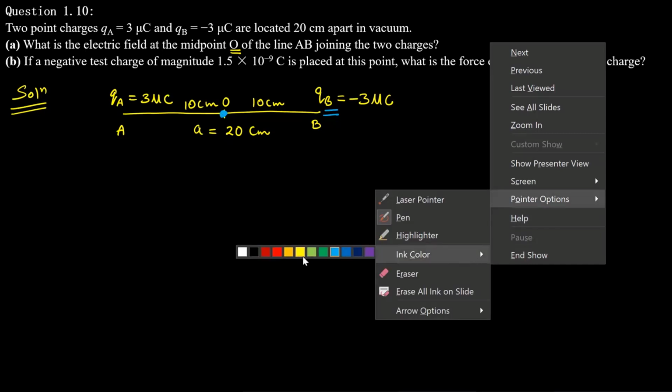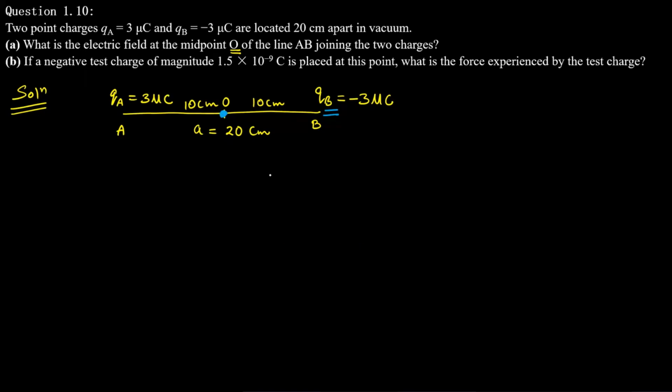O to B. O to B आएगा बेटा. Because it is negative charge, so direction of field because of B at O will be O to B, right? And this value I can simply say is K QB upon R square.